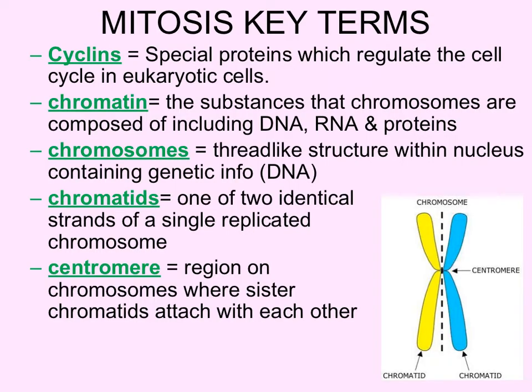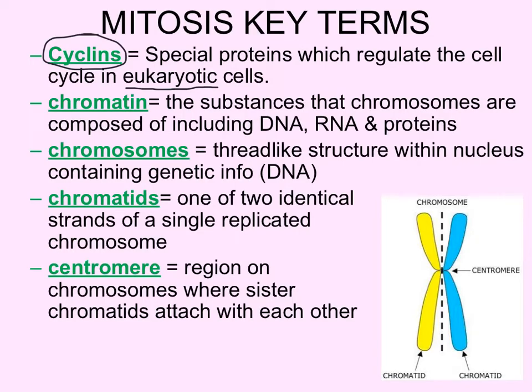All right, so some mitosis key terms. First one, cyclins. These are special proteins which help to regulate the cell cycle in eukaryotic cells. Remember, these are the cells that you have in your body, eukaryotic cells. These are cells that have a true nucleus. Prokaryotic cells are things like bacteria, which do not have a true nucleus. But the cyclins are what regulate the cell cycle. Now, I know you don't know that yet, but there's different phases in the cell cycle, and these proteins help to regulate when the cell goes in and out of these different stages in the cell cycle.